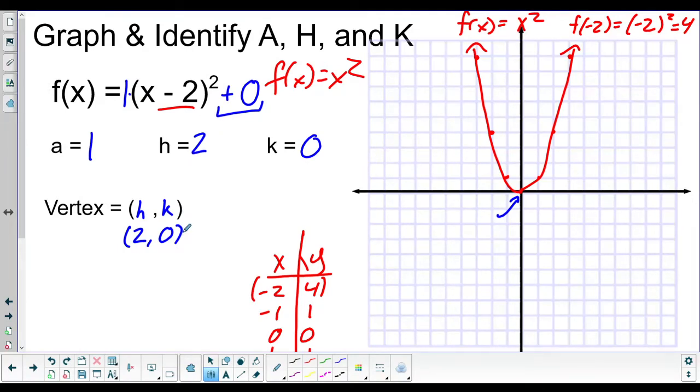Okay. So the transformation being applied here is we're going to go right 2 because of this h value. So you can either look at the parent function and then move all these points right 2. So we could do that. 1, 2, 1, 2, 1, 2, and then we can get our new graph. Good? Okay. Hopefully not too bad.